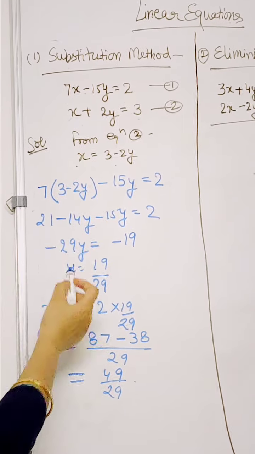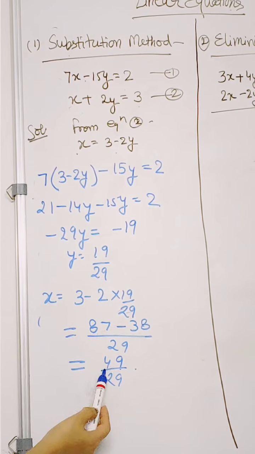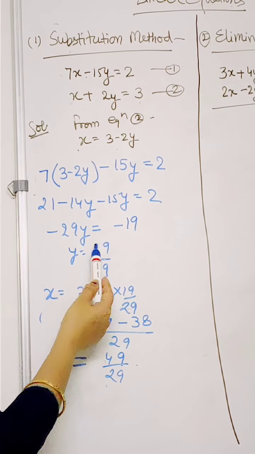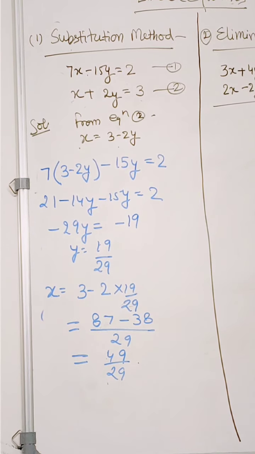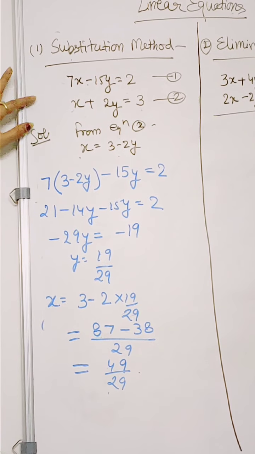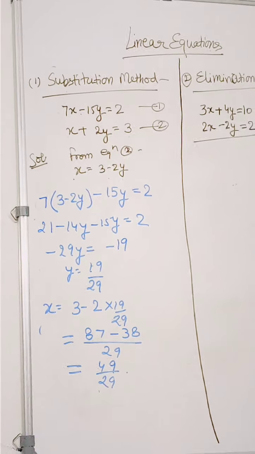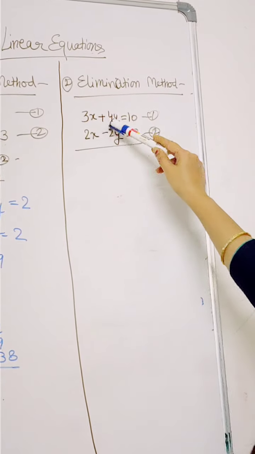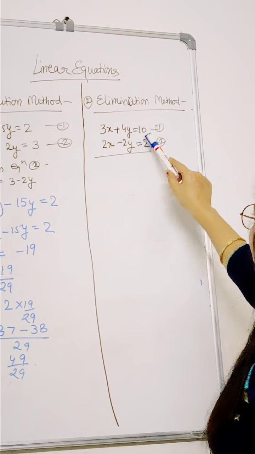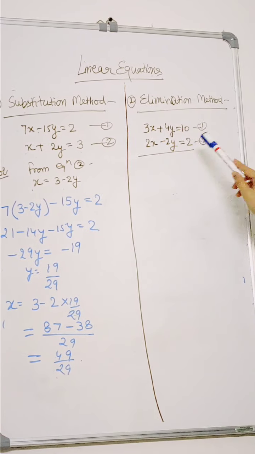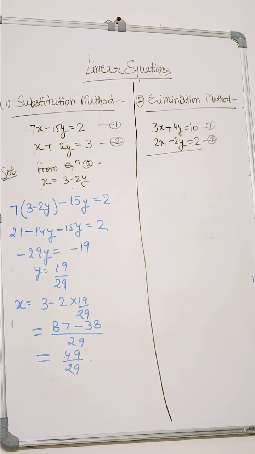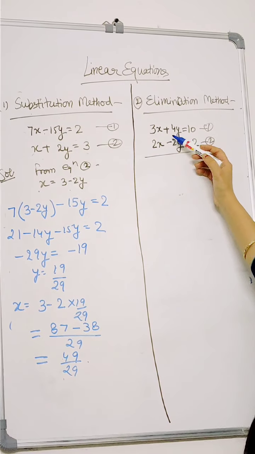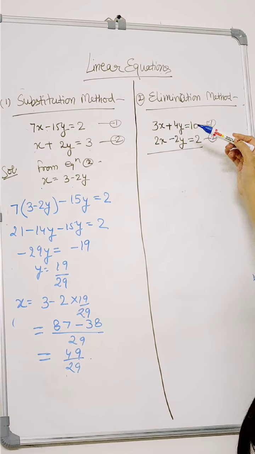So by substitution method we get the values of x and y. x is equal to 49 upon 29 and y is equal to 19 upon 29, and this is the solution of this equation. Now the second method is the elimination method. In this method, let us take the example 3x plus 4y is equal to 10, 2x minus 2y is equal to 2. In the elimination method we have to eliminate one variable, either x or y.